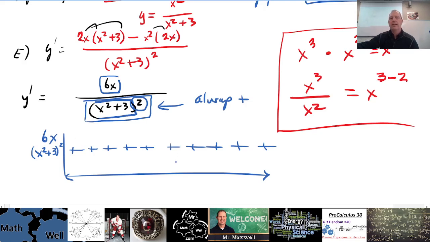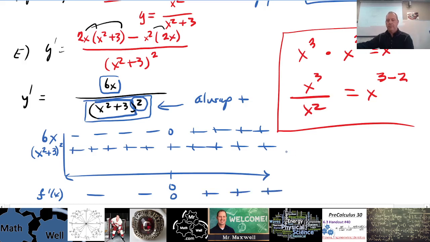And then 6x is obviously going to be 0 at 0. When x is less than 0, this is going to be negative. When x is greater than 0, 6x will be positive. So that's your sign analysis. Under here, we have f prime of x. It would be negative, 0, and positive.